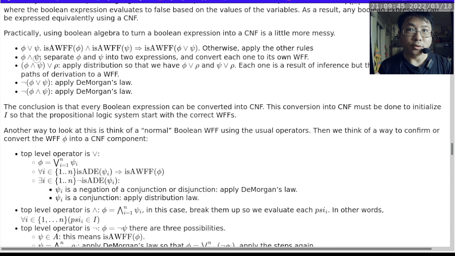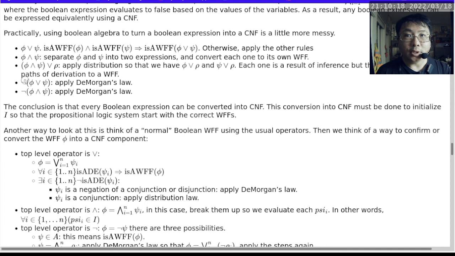So that falls into this category here, and then you take a look at phi or rho and check whether it fits this pattern or not. And then you do the same thing with psi or rho, fit it into this rule here and see which part of this rule applies. Because if phi and psi are already well formed, meaning they're both in DEs, then you can just say that the or between the two DEs is also a DE.